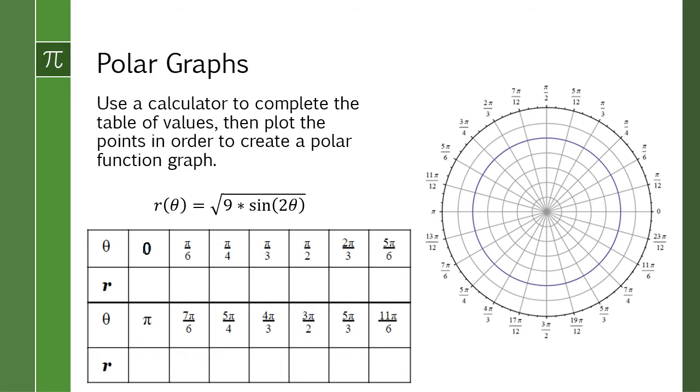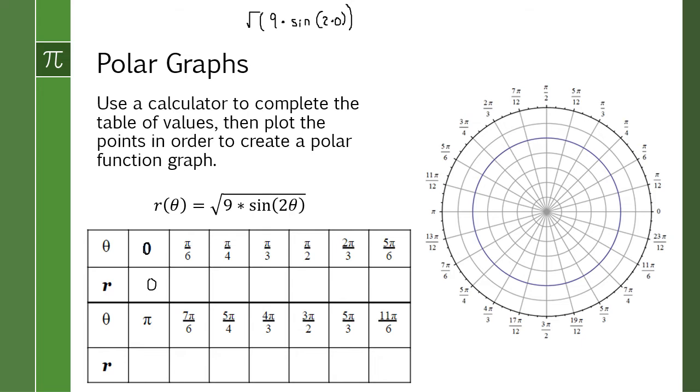So I'm going to do the square root of 9 times the sine of 2 theta becomes the sine of 2 times 0. And you'll need probably 2 sets of closed parentheses there. So if I do the square root of 9 times the sine of 2 times 0 and close parentheses, I get a value of 0. So when the angle is 0, the radius is also 0.